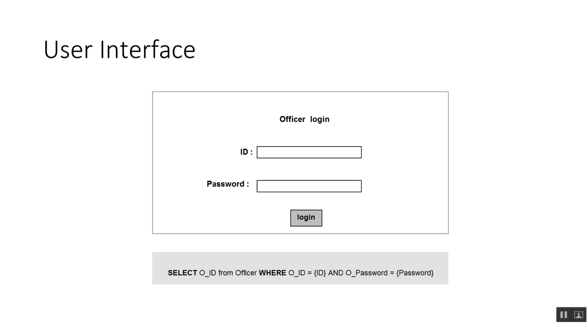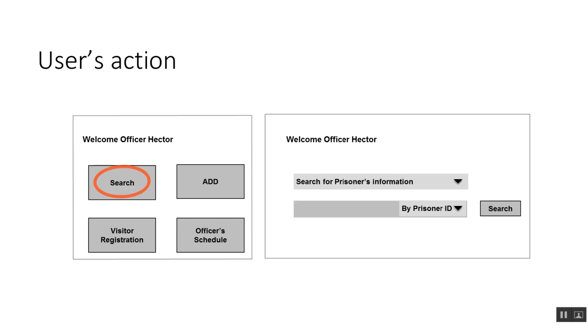This is the user interface of the system. When the officer goes into the system, the officer needs to log in with their own ID and password. When they log in, if the ID and password match with the OID and password in the database, the officer can log into the system. And the officer can do functions like search, add, update, do the visitor registration, or view or update the officer schedule.